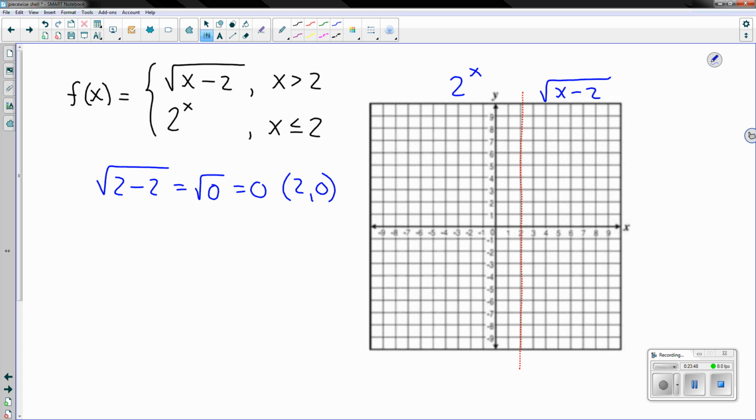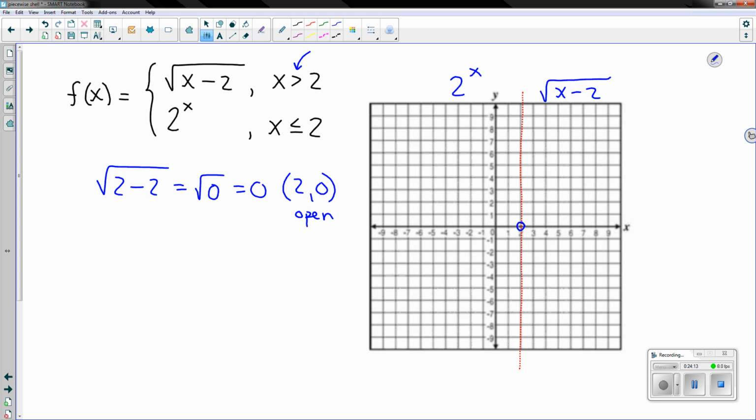So there's my point. Then determine if it's open or closed. Well, the inequality sign that it's associated with that expression indicates that 2 is not included in the domain of that expression or that part of the graph. So therefore, I'm going to have an open circle for this first point, and I can plot that right now. So at (2, 0), I'm going to have an open circle.